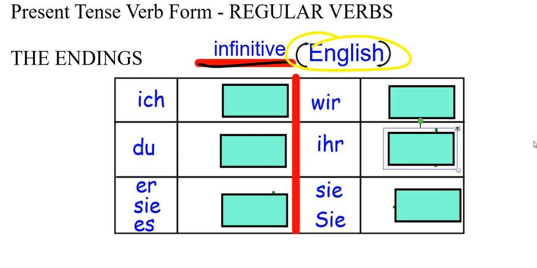Present tense verb conjugation using regular verbs. So we're going to go through a conjugation chart. Hopefully you've already reviewed what all the personal pronouns are. We're going to talk about what the endings are for regular verbs.